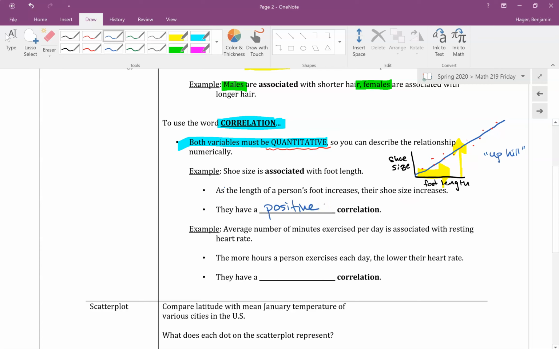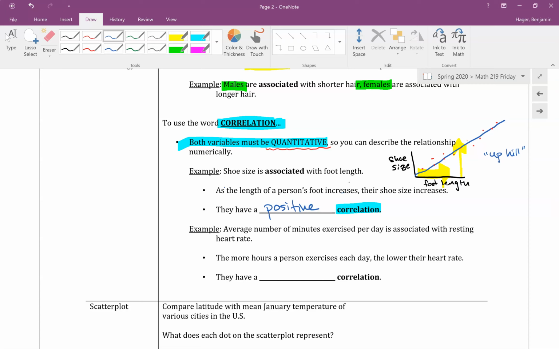Those two variables have a positive correlation. So by describing the correlation, we are describing the direction in which the association or the relation seems to be going, uphill or downhill. And we're also going to see a way to numerically describe this even better, which is going to help us determine how good of a job that line does at actually predicting those data values.